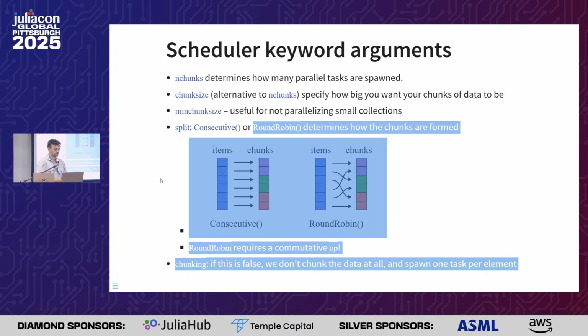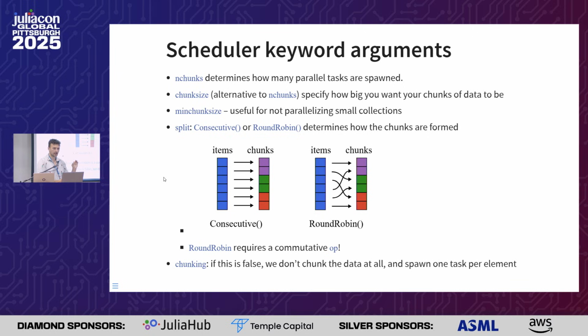Then there's the split operator. So this basically tells it how the chunks are formed. Usually you want the first item to be in the first chunk, the second item to be in the first chunk, and so on. But sometimes for load balancing reasons, for instance, if you're threading over a loop where the first few elements you expect to take way longer than the last ones, then this sort of scheduling can be really bad for things like the dynamic scheduler. You might want the greedy scheduler, but that has more overhead. So just randomizing or distributing each element to different chunks can give you better performance characteristics.